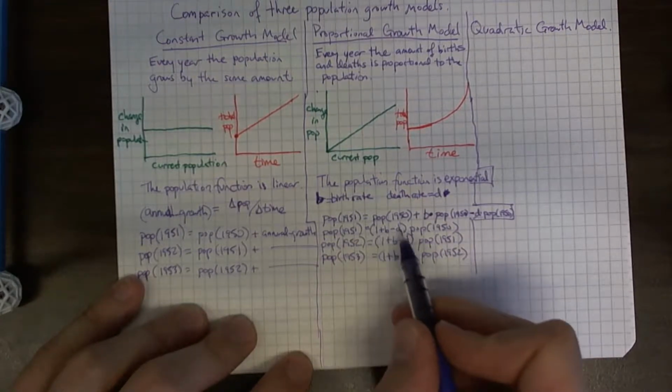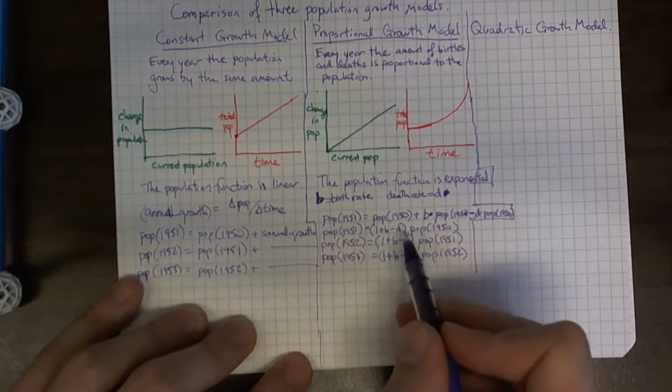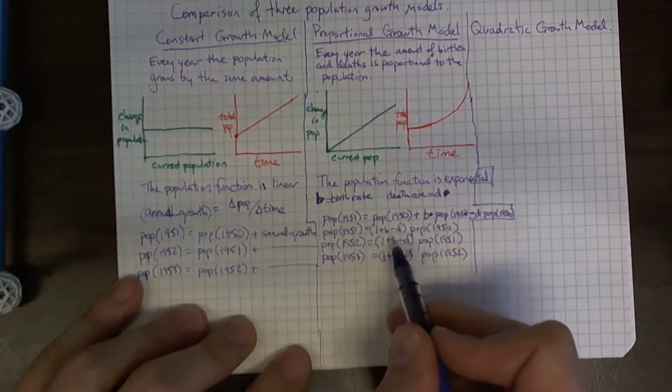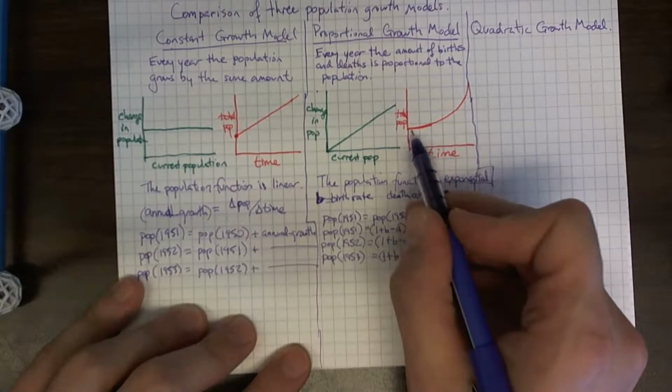Right, if 1 plus B minus D is greater than 1, then you'll be increasing over time. If 1 plus B minus D is less than 1, then you'd actually have exponential decrease.